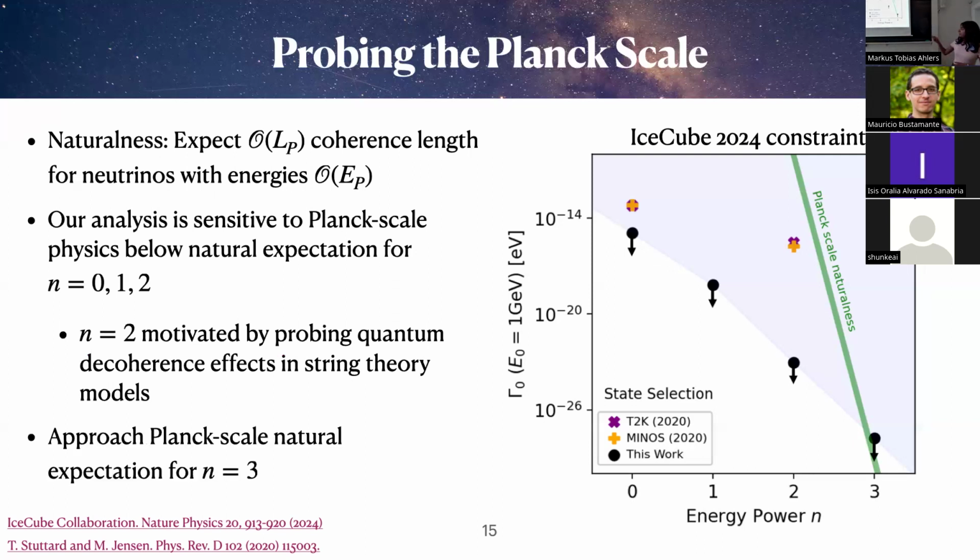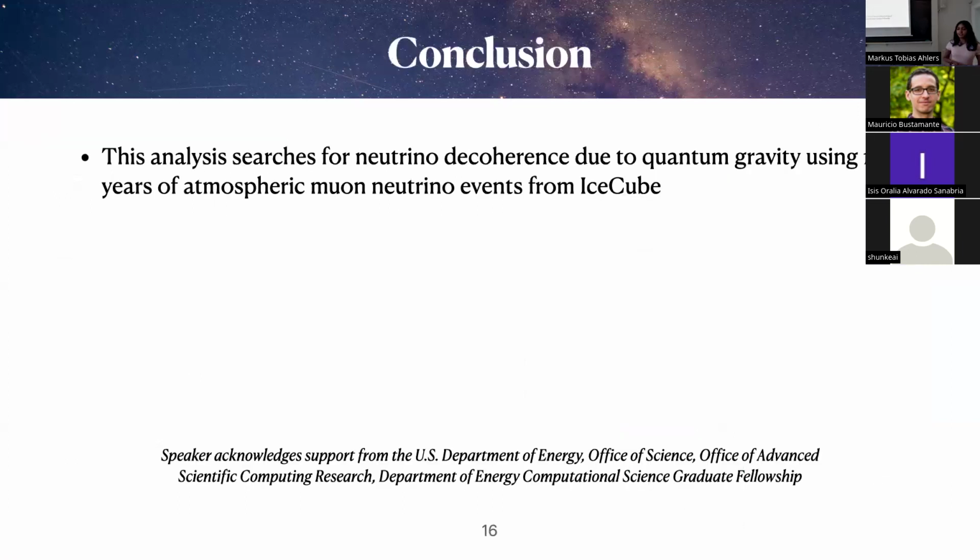And then for n equals 3, we see that the prior analysis was slightly above that limit of Planck scale naturalness. And based on the improvements to our sensitivity, we expect that we will still be slightly above that expectation. But we do get quite a bit of improvement for going even farther below the Planck scale for n equals 0 through 2.